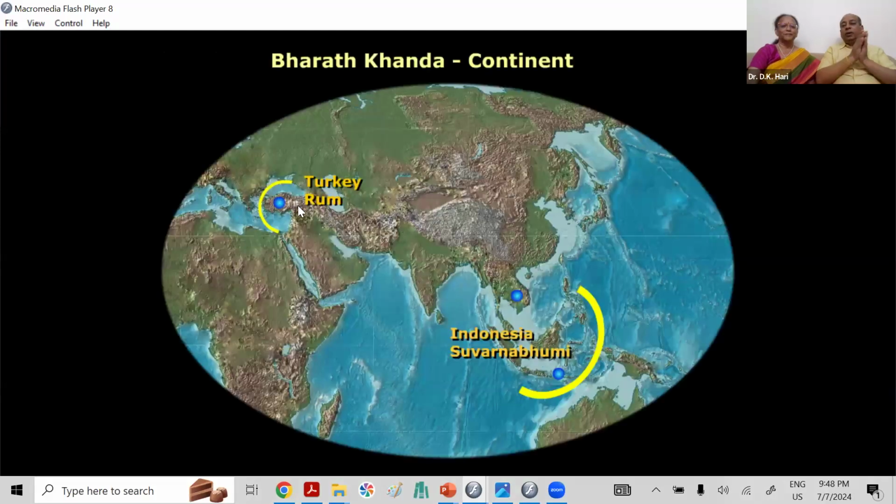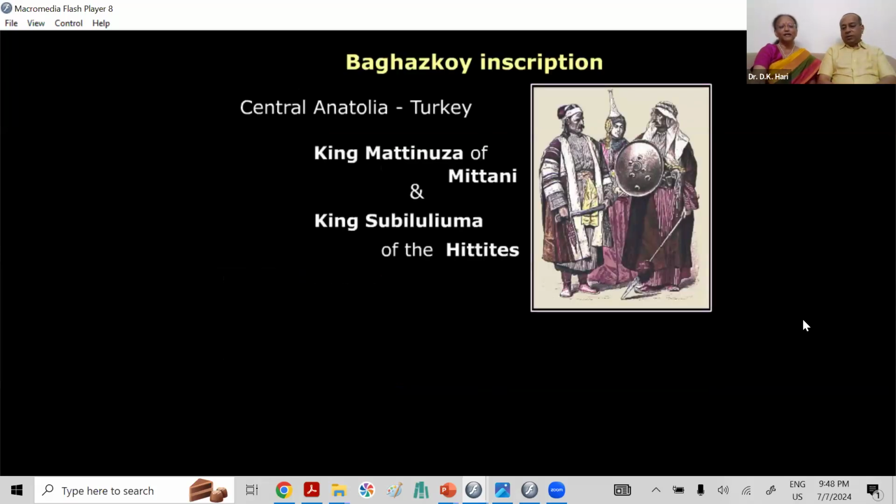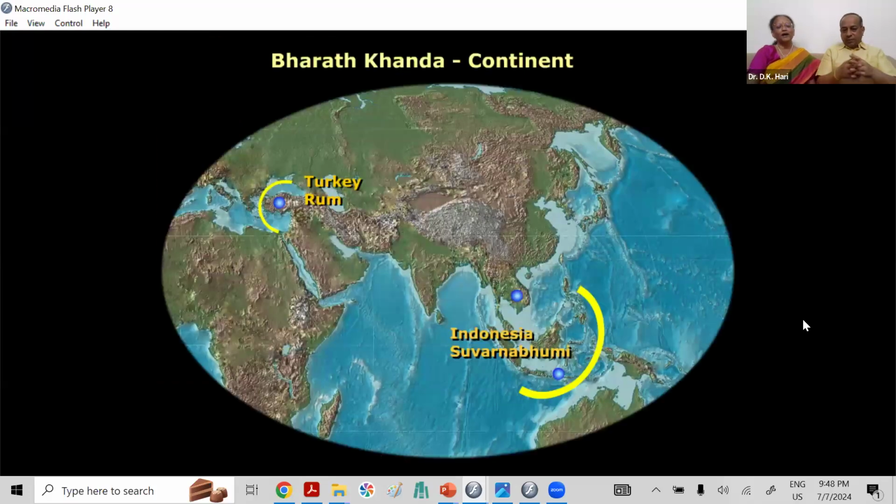We already saw the idea of Turkey, Rum, and you'd all know the famous poet of Turkey was called Rumi, R-U-M-I. How does his name come to be Rumi? Because he was born in Rum. That's why you get the name Rumi. And it's a land where people have been of this heritage. Look at the names of the early kings of Rum, Turkey: Sutarna, Paratarna, Kastra, Saukshatra, Paratarna, and all that. So Dasharatha, Mativaja. So you can see even from their own history how there is a connection.